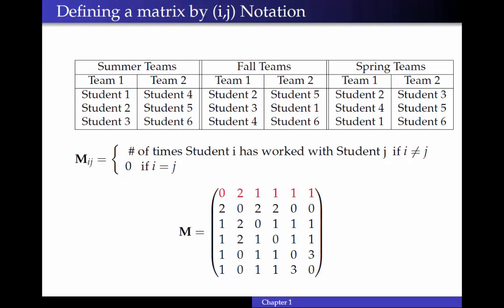And so that entire matrix is shown here. And if we look just at that first row, the first entry is 0 because all of the diagonal elements are 0. The second entry is 2 because student 1 worked with student 2 twice, here as well. And student 1 worked with every other student 1 time. So they work with student 3, student 4, student 5, and student 6.